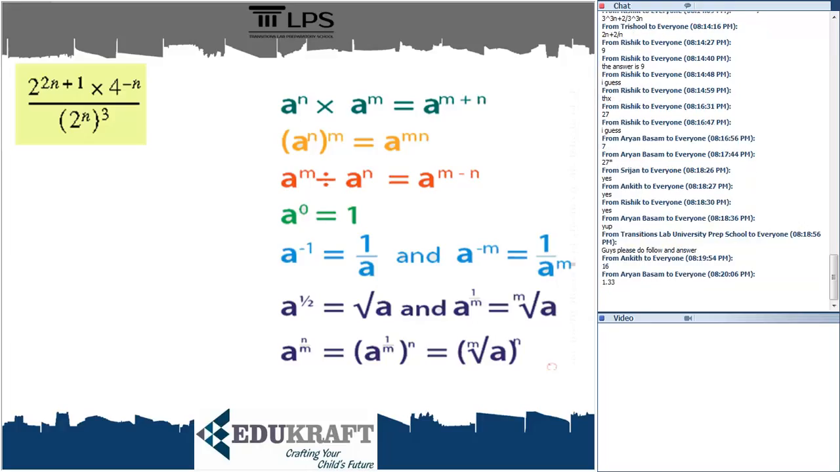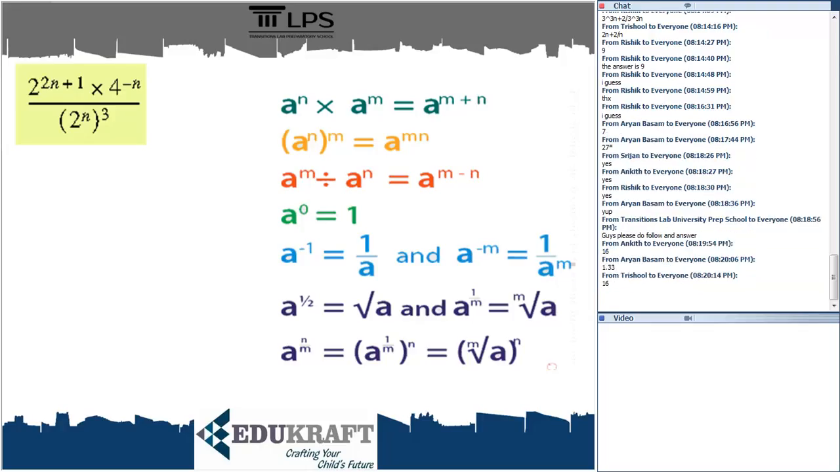Okay, Aniket has the answer. Even Aryan has answered the question. Both Aniket and Aryan have answered the question. Trishul's answer has also, I can see it in the chat box now.